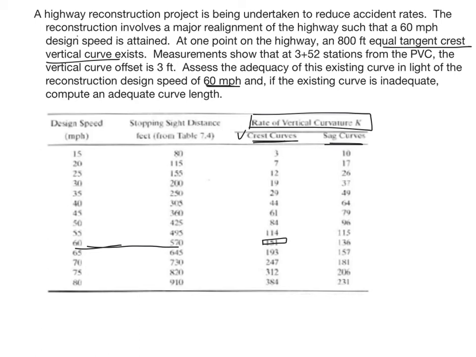Now if you remember, the capital K value is derived by L over A, with A measured in percentage. So when you measure the value A in percentage, you can just do length of the curve divided by capital A value and find your K value. So in this problem, the K value that we have for this curve is going to be 800 divided by 3.87. And if you were to calculate 800 divided by 3.87, that value is about 206.